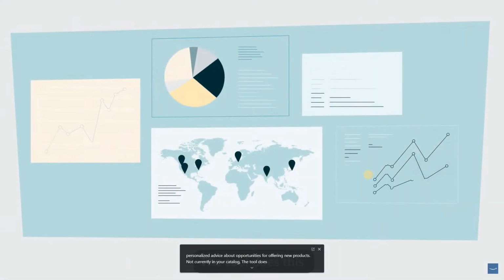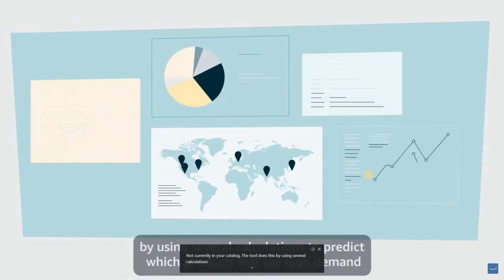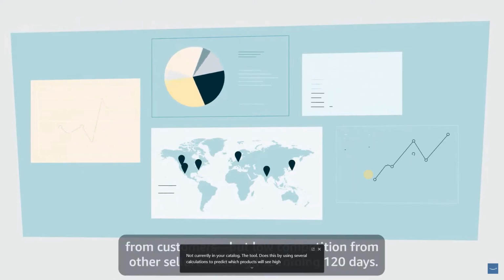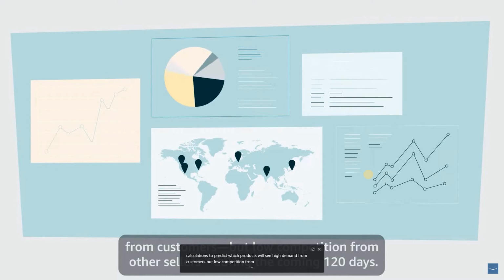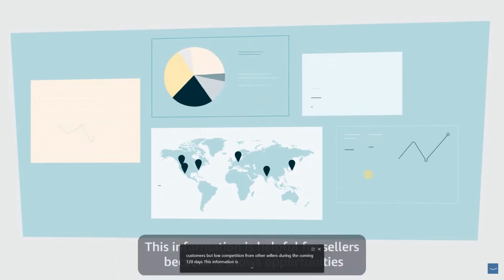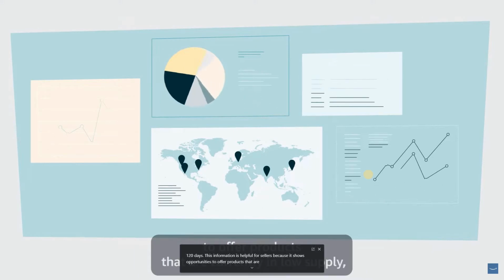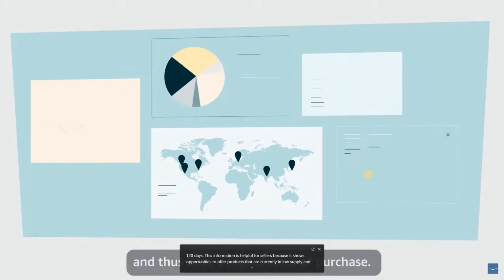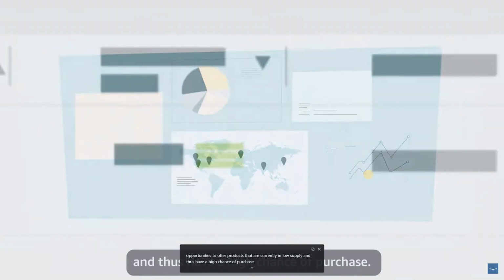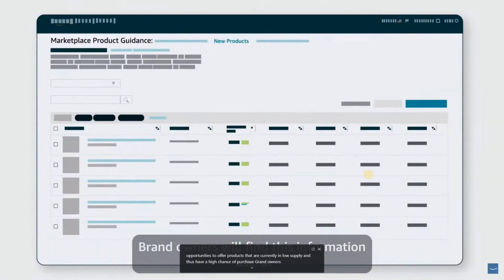The tool does this by using several calculations to predict which products will see high demand from customers, but low competition from other sellers, during the coming 120 days. This information is helpful for sellers because it shows opportunities to offer products that are currently in low supply, and thus have a high chance of purchase. Brand owners will find this information useful when deciding what similar products to sell or develop.